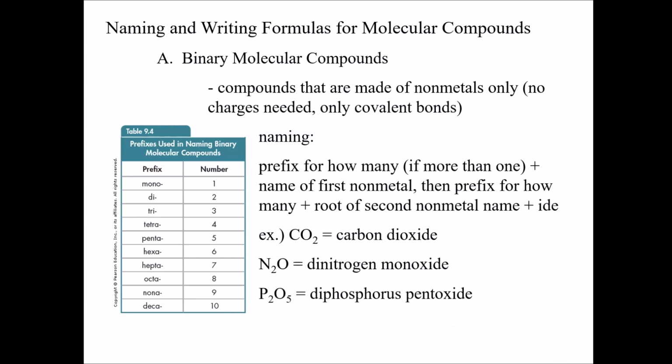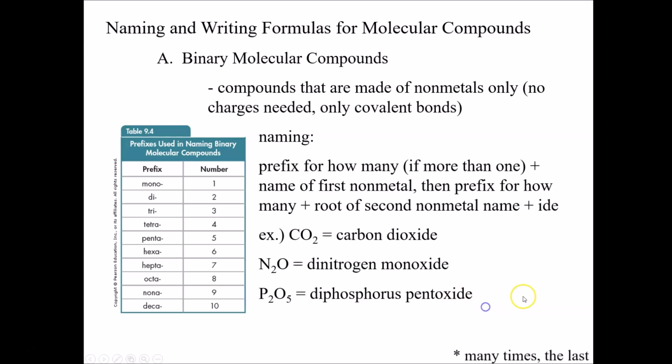Here's another example of that. If you had the formula P2O5, somebody said, what's the name for P2O5? Well, P is phosphorus. There's two of them, so it's diphosphorus. O is the second element, so I end it with ide, so that's oxide. And there's 5 of them, so that's penta. But notice, again, I did not put pentaoxide, because that would have been A, then O. So we dropped the A on the end of penta, and so it's just called pentoxide.